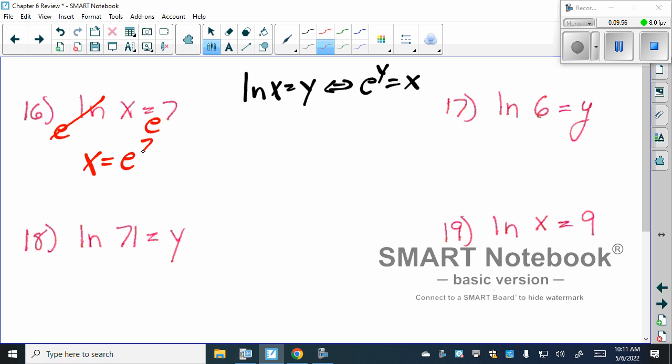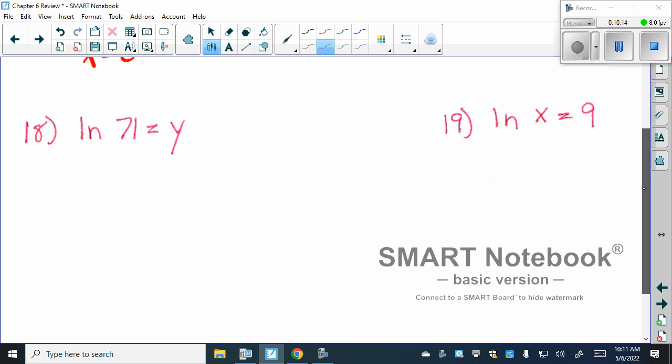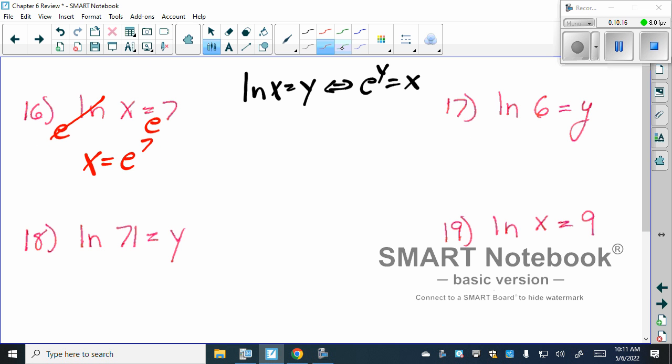Ln of x equals y. Well, here x is actually x. Y is 7. So e to the 7 equals x. It's the same method. We just actually have the basis for why it works. Any other questions on this here? So what would 18 be? 71 equals e to the y. That's all we have to do on these here.